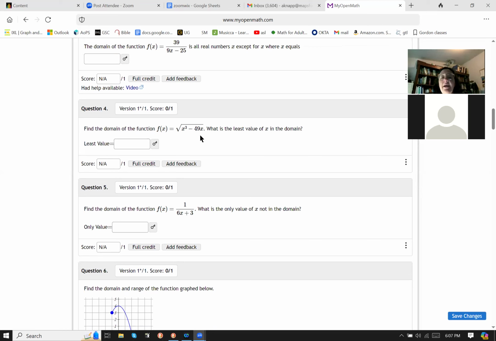49x. So again, it's helpful to think, if we're trying to find the domain, which is the possible x values, it's helpful to think what would make it impossible. So we can't take the square root of a negative. So whatever's underneath this radical has to be greater than or equal to 0. So that's how we're going to solve the problem, by setting this x to the third minus 49x greater than or equal to 0.